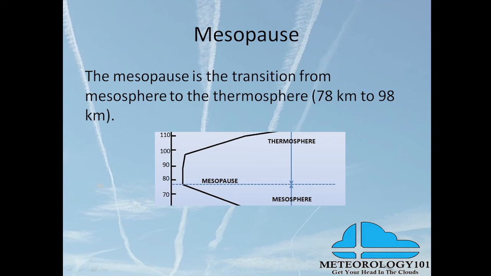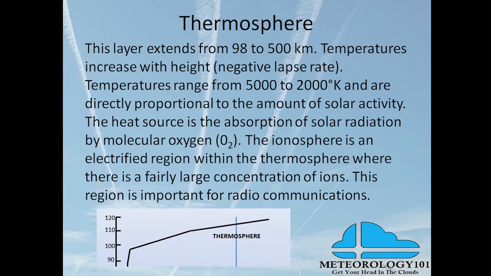Alright, the mesopause is a transition between the mesosphere and the thermosphere. So it's about 78 kilometers to 98 kilometers. Now you're talking 48 to 60 miles high. Okay, the thermosphere: this layer extends from 98 to 500 kilometers, so that's all the way out to 310 miles out. Temperatures increase with height. It has a negative lapse rate, very stable.